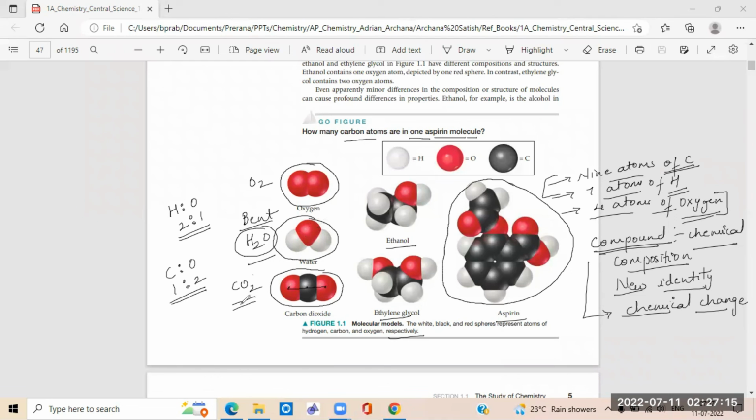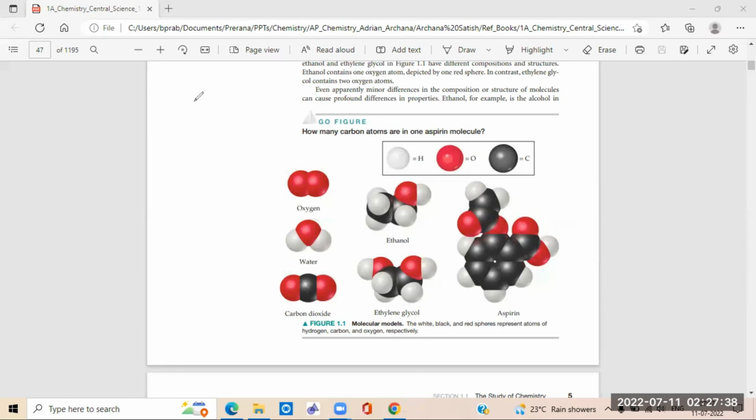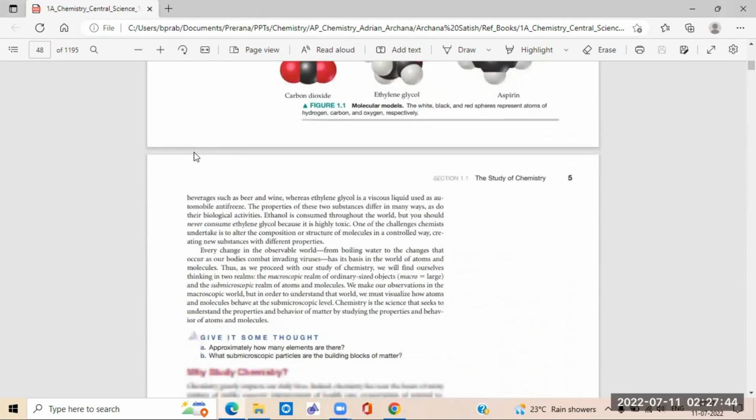One is in the bent shape and one is a straight, linear shape. In carbon dioxide, the oxygen atoms are on two different sides, each attached to the carbon atom in the middle. So this is how the molecules of different compounds have their shapes, and based on the shapes, we have the different characteristics and properties of those particular compounds.